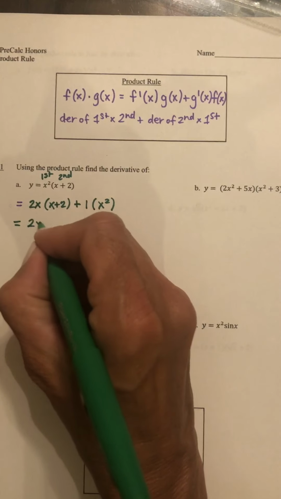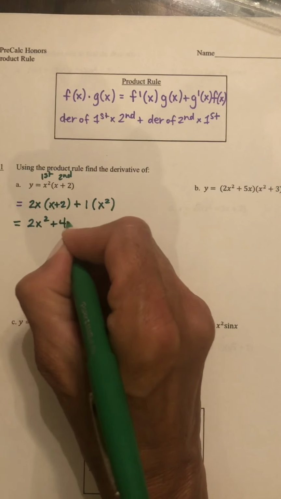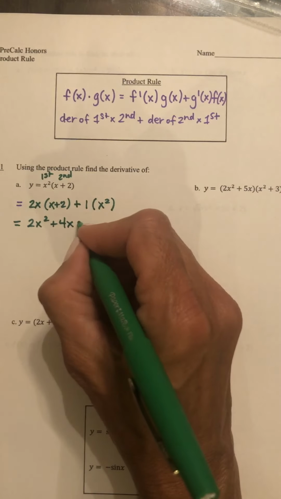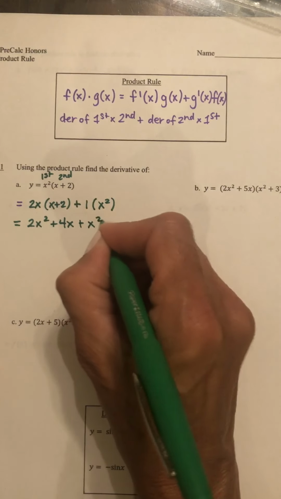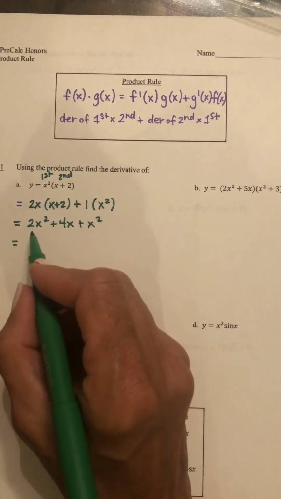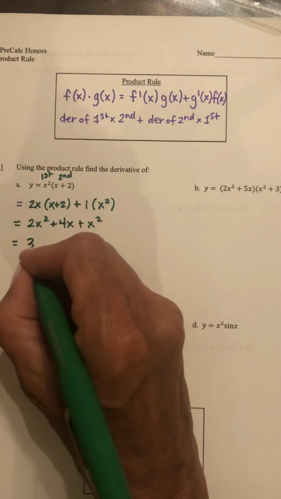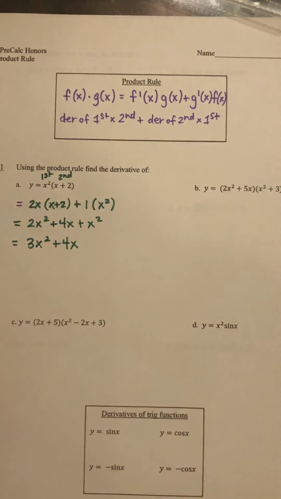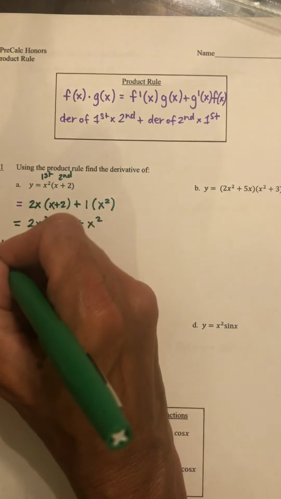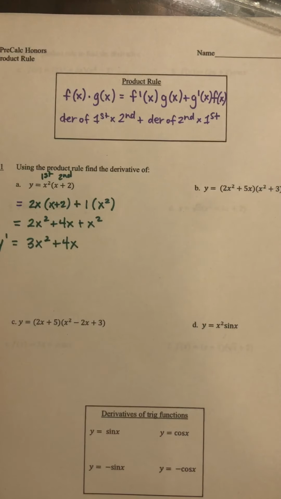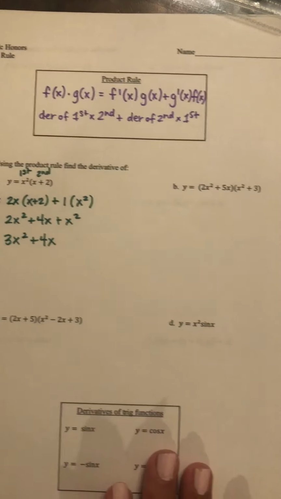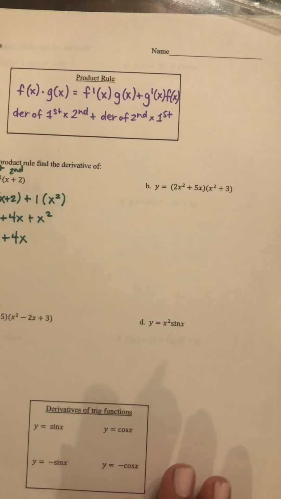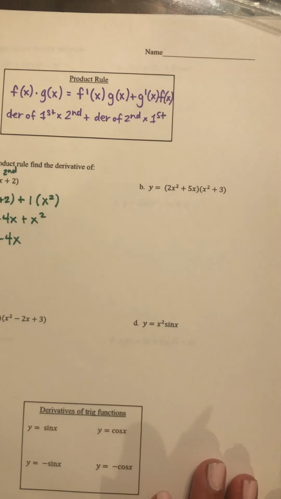All right. So I get 2x times x plus 2, which is 2x squared plus 4x, plus 1 times x squared, which is x squared. So your derivative, 2x squared and x squared is 3x squared plus 4x. And you're done. That's your y prime. Okay, not too bad. I am going to slide this over a little bit. So here we go. Let's look at the next one.